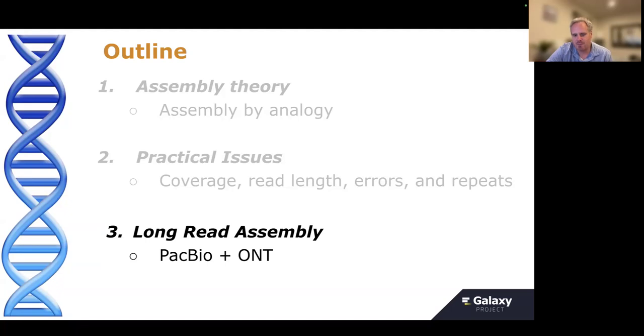So there's been a lot of interest in improving de novo assembly, and I would argue this has been revolutionized in the last few years thanks to improvements in long read assembly, specifically through PacBio and Oxford Nanopore sequencing.